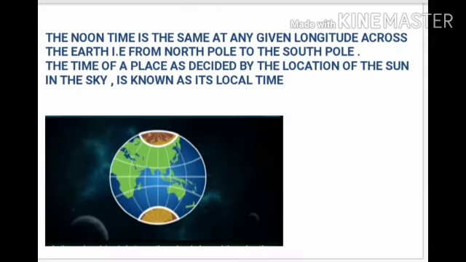The noon time is the same at any given longitude across the earth, that is from North Pole to the South Pole. The time of a place is decided by the location of the sun in the sky, known as its local time. The topmost part, as you can see in the image, is the North Pole and the bottommost is the South Pole. So, the time which depends on the sun or the rays of the sun reaching that part of the place is called local time.